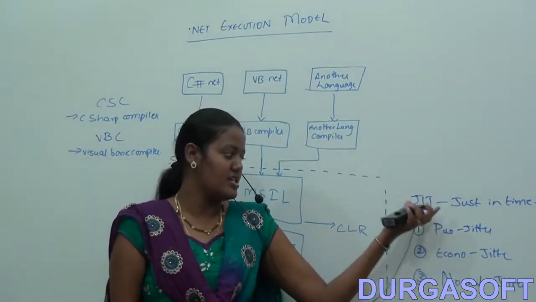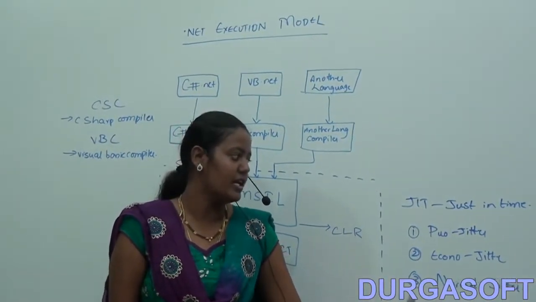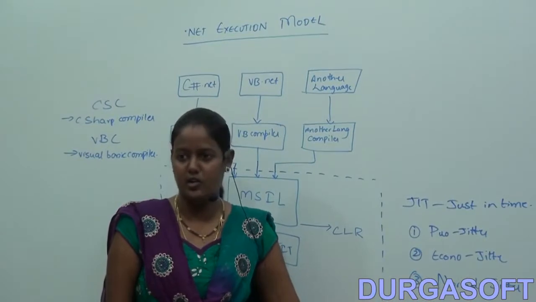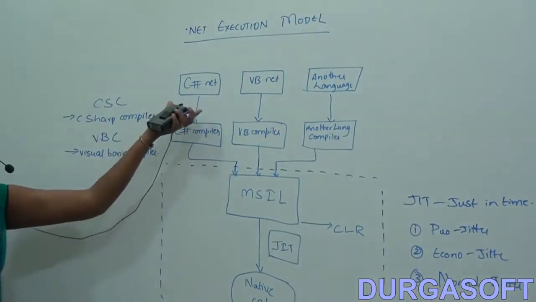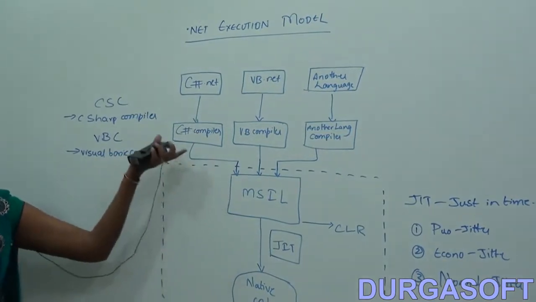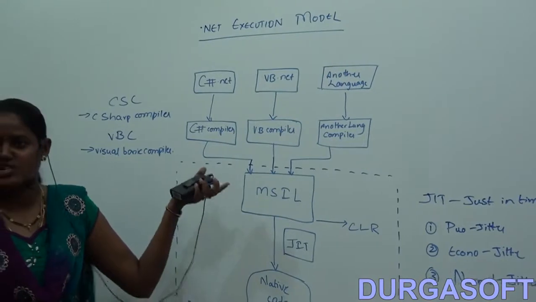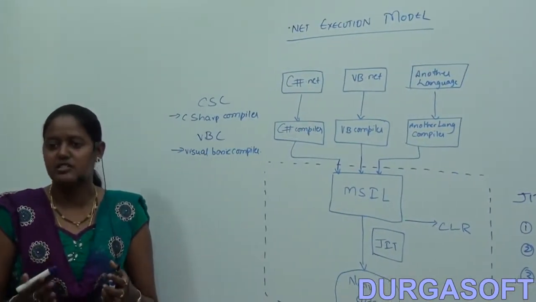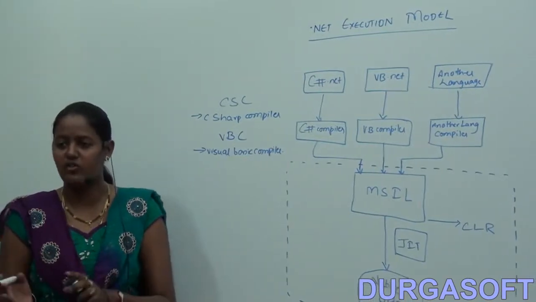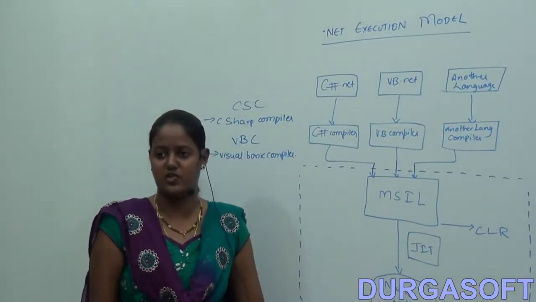So these are the just in time, that is JIT, and its types: pro jitter, econo jitter and normal jitter. Converting the C# code into MSIL with the C# compiler, we call it managed code. A code which runs under the CLR instead of the operating system is known as managed code. This is the total .NET execution model.